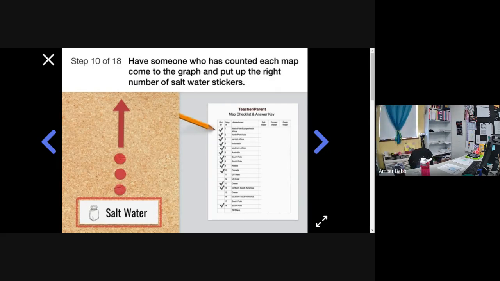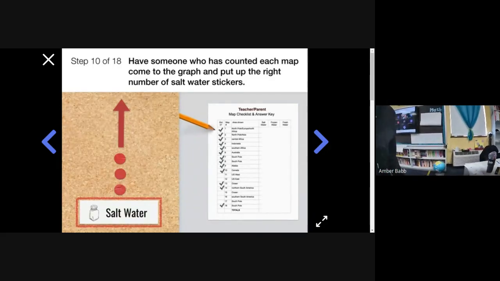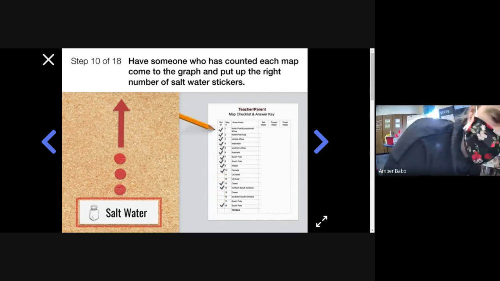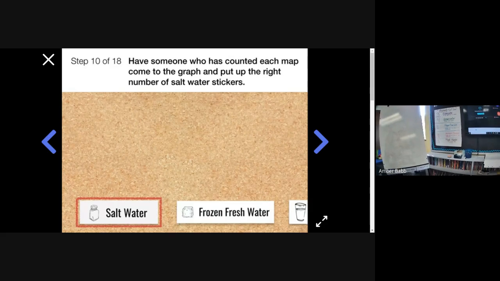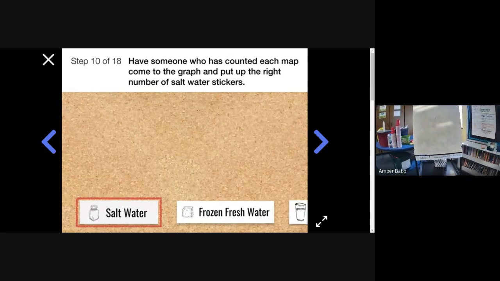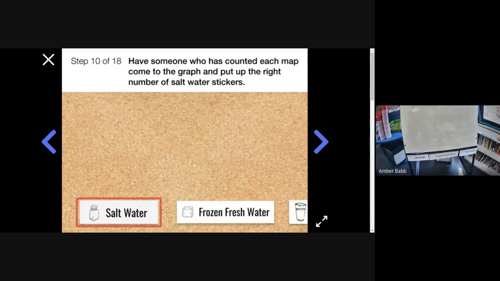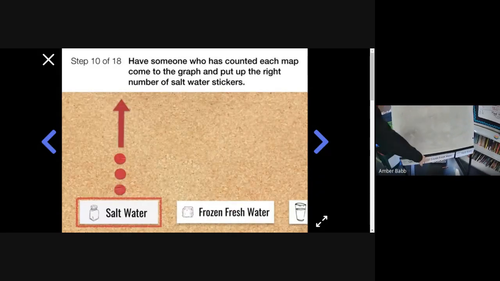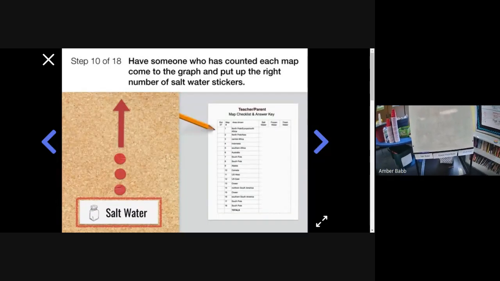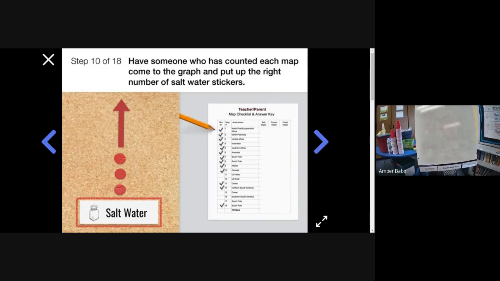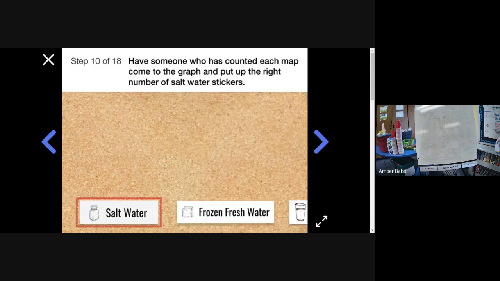Okay. We are going to build our graph now. Here I come. Going on a trip. Field trip. All right. We have our chart here. And let's see. You guys can see at the bottom. I don't know if you can really see it good, but you can see I've got saltwater, frozen freshwater, and regular freshwater. So we're going to put stickers on here to represent how many of each. So it said to start in order of the maps. So right now we're just looking at question number 4.